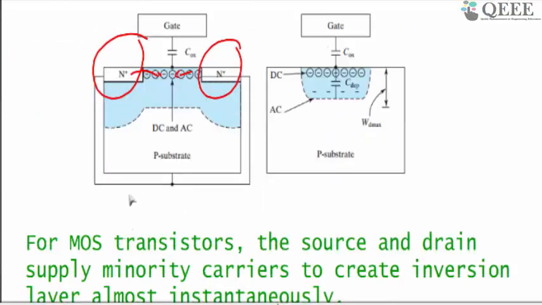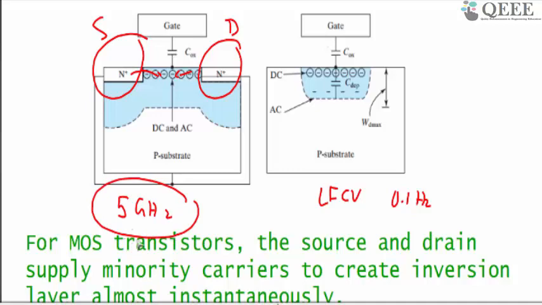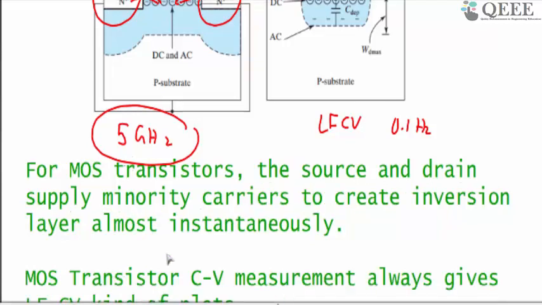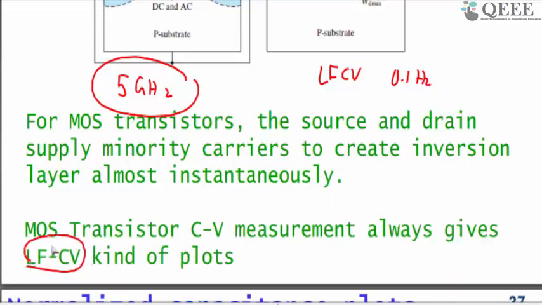That is why you are able to operate a MOS transistor at around 5 gigahertz, whereas if you want to see a proper inversion layer capacitance in a MOS capacitor, you need low frequency, like 0.1 hertz. Because the electrons are provided from the source and drain, you can operate the transistor at very high frequencies. If you try to measure a capacitance in a transistor, you always get low frequency type characteristics.